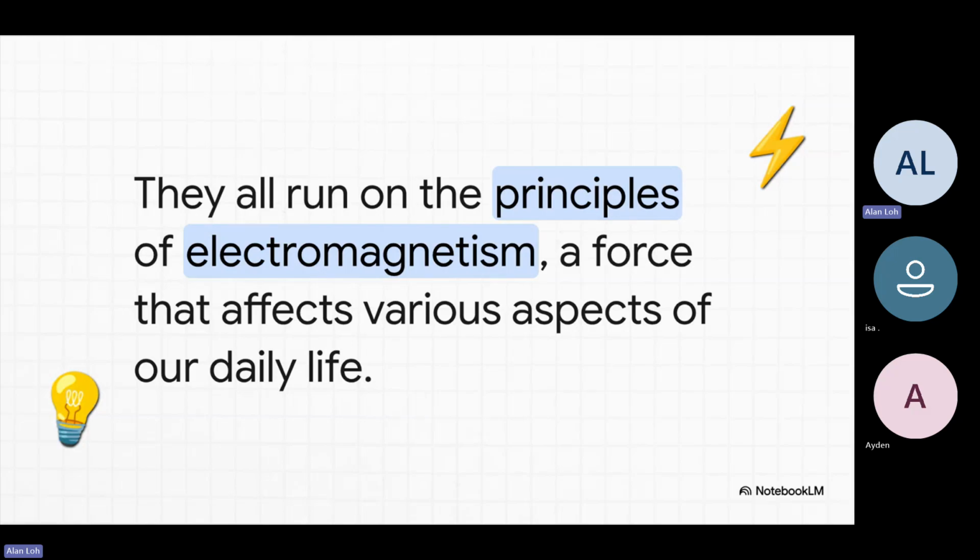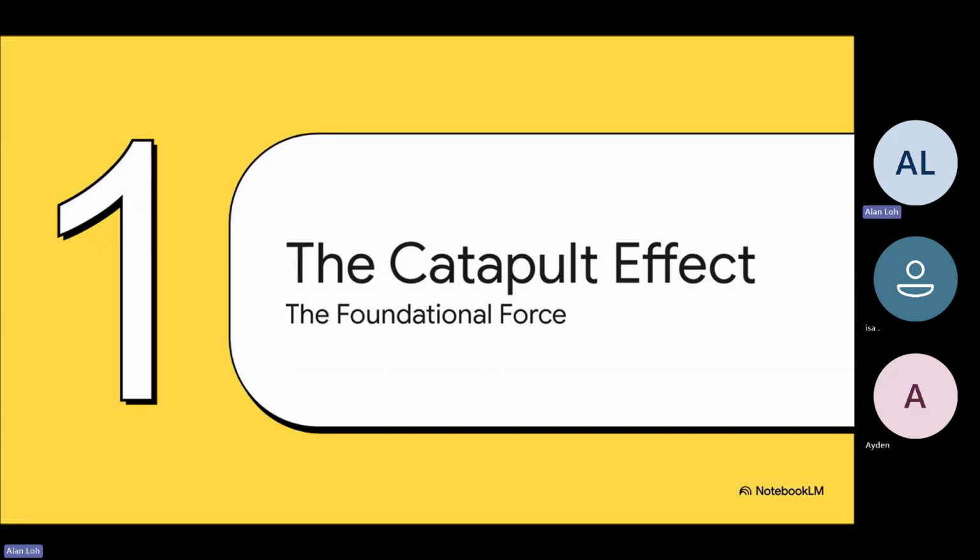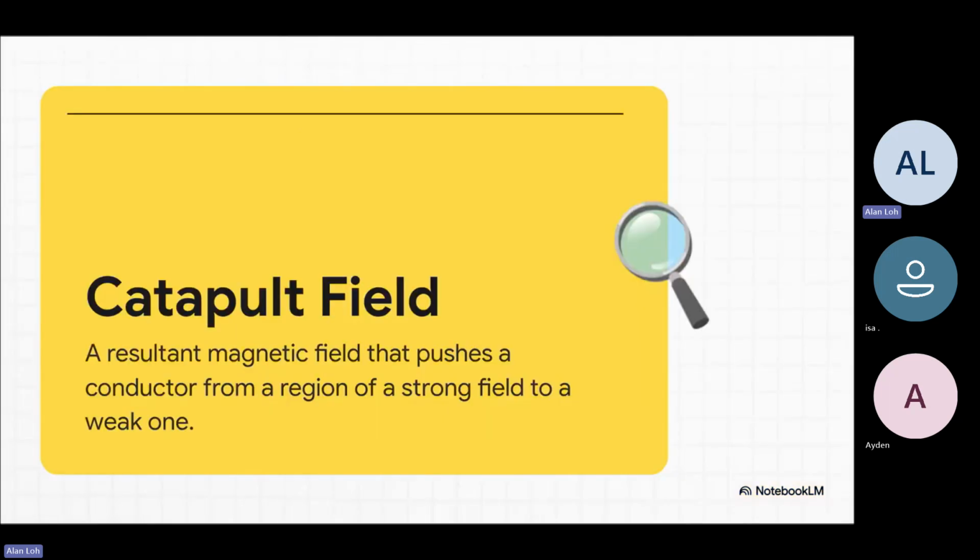So in this explainer, we're going to break down the 4 key building blocks of how this all works, starting with just a simple force and building all the way up to our global power grid. All right, so let's start at the very beginning, the most basic concept, a physical force. See, when you mix electricity and magnetism in just the right way, you get motion, and it all kicks off with something called the catapult effect. So what on earth is a catapult field?